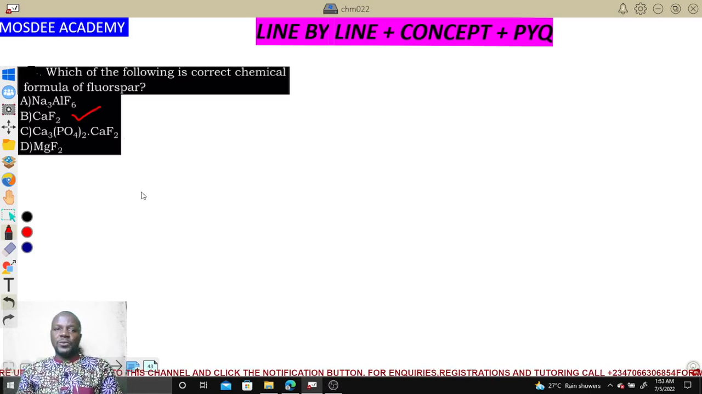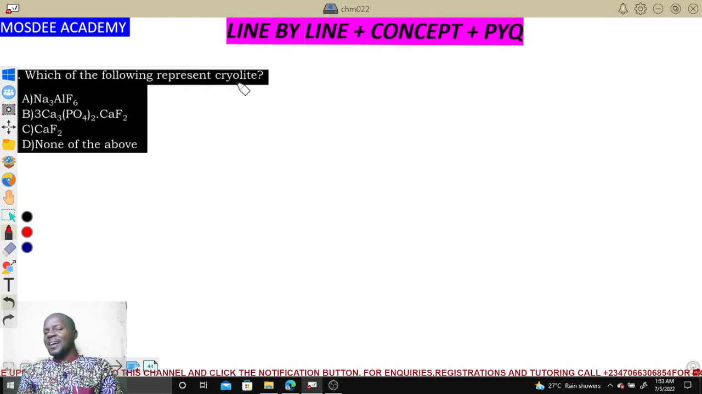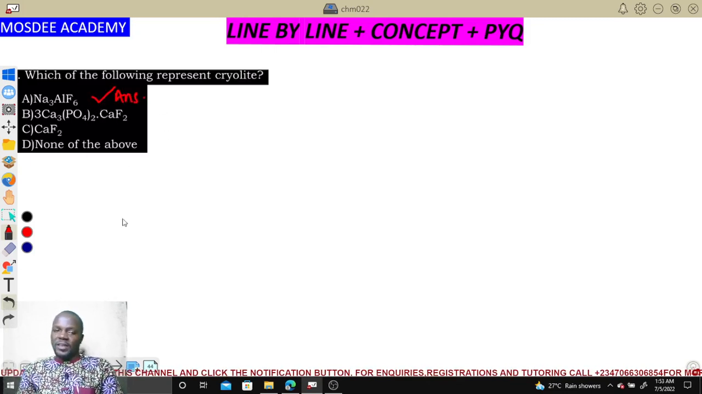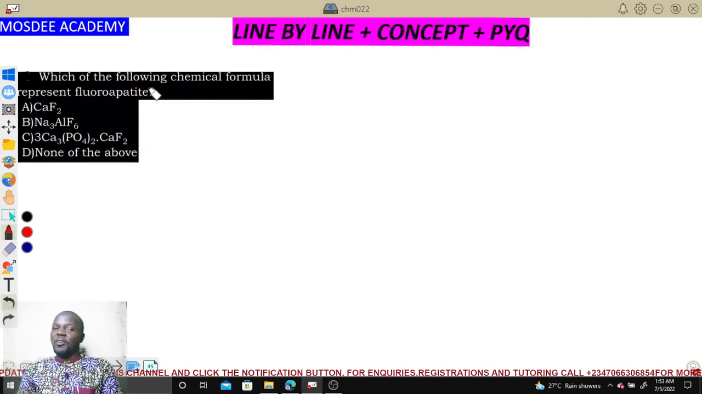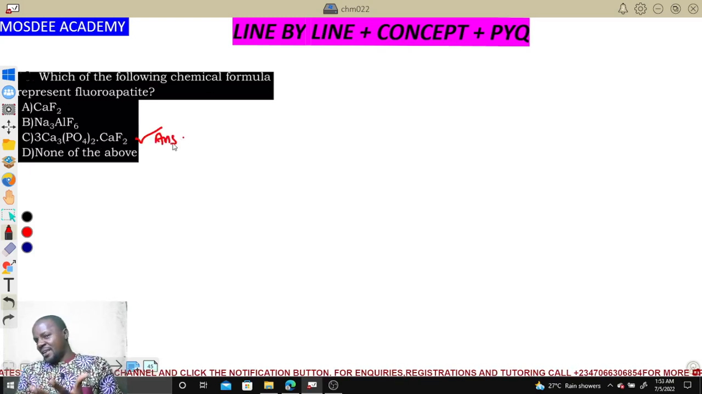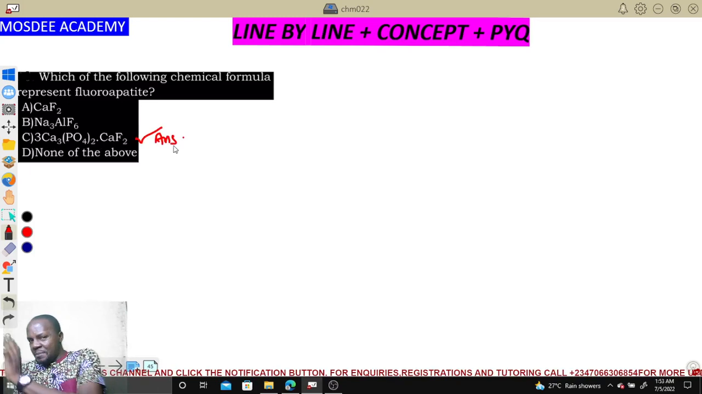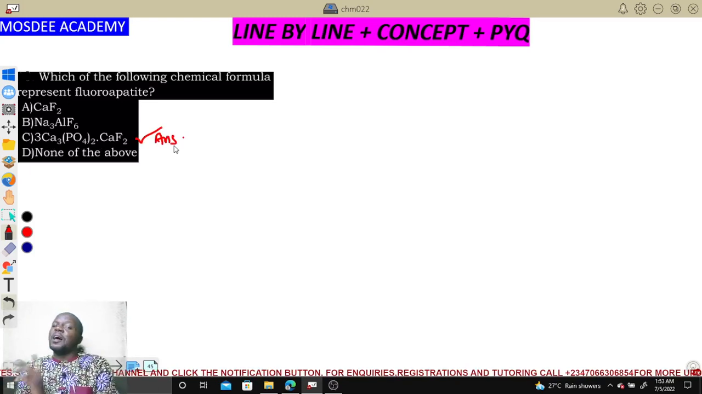Next question. The next question says, which of the following represents cryolite? I talked about cryolite not long ago. This is the answer for cryolite. Nothing to waste time about. The next question asks us, which of the following is a chemical formula that represents fluoroapatite? I told you about this. This is fluoroapatite. We can move to the next question. I hope you understand. Chemistry is about reading line by line, taking note of different observations. So there's nothing hard in chemistry, to be honest. If you are the type that is careful and reads in between lines, very important, and writes down observations. Next question.